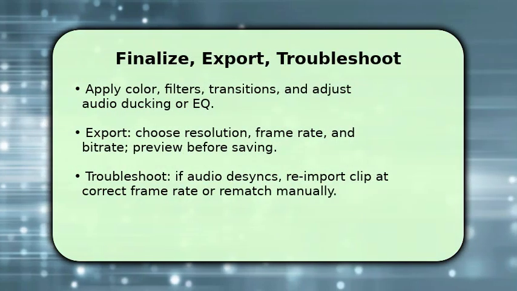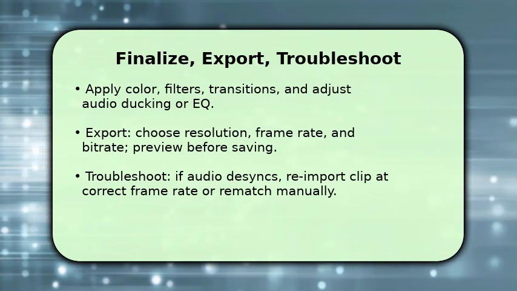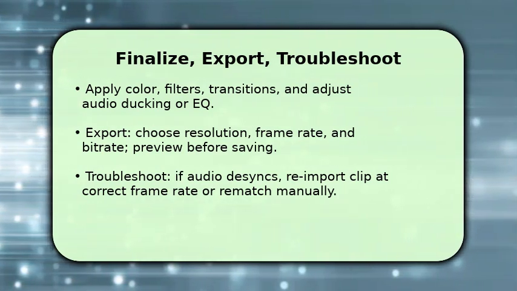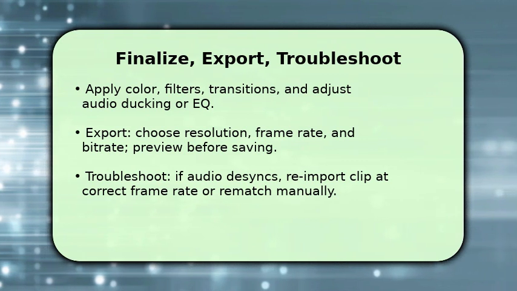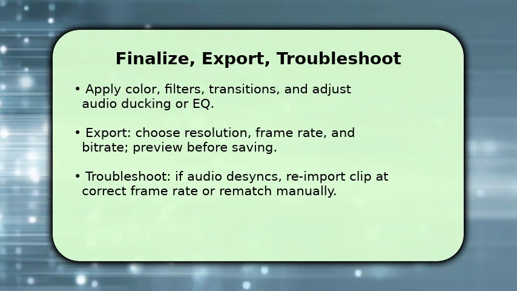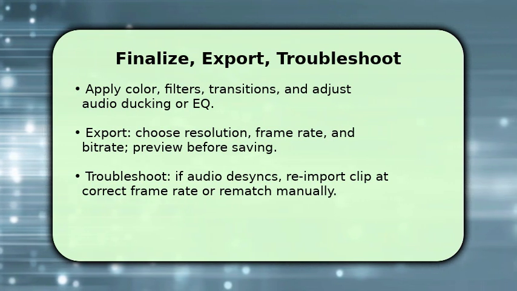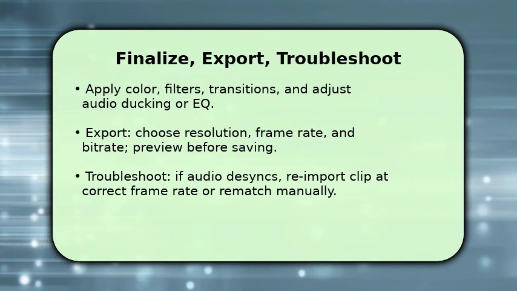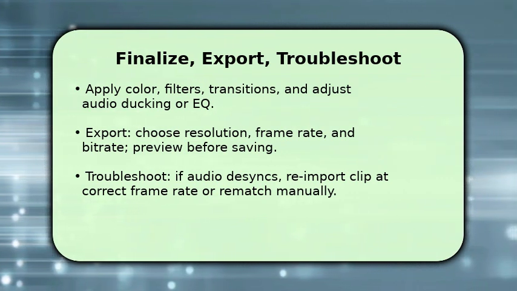Apply color correction, filters, and transitions, then use audio ducking or equalization to balance voice versus background music. Once satisfied, open export settings and choose the resolution, frame rate, and bitrate appropriate for your platform. Preview the final render to check quality. If something looks off, make small adjustments and re-export.